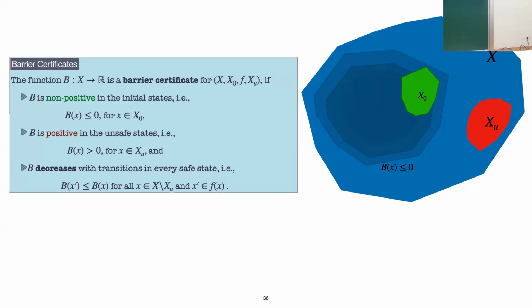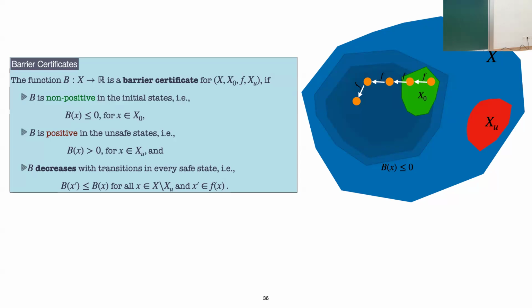If your initial states are such that your barrier is already negative, and with every transition your barrier decreases, then starting from negative, you could never go to positive. If you know that your unsafe states happen to be in a region with a positive barrier, then you have shown that your system is safe, right? So you are looking for a function from state space to reals that has these three properties. B is non-positive in the initial states, B is positive in the unsafe states, and B decreases with every transition.